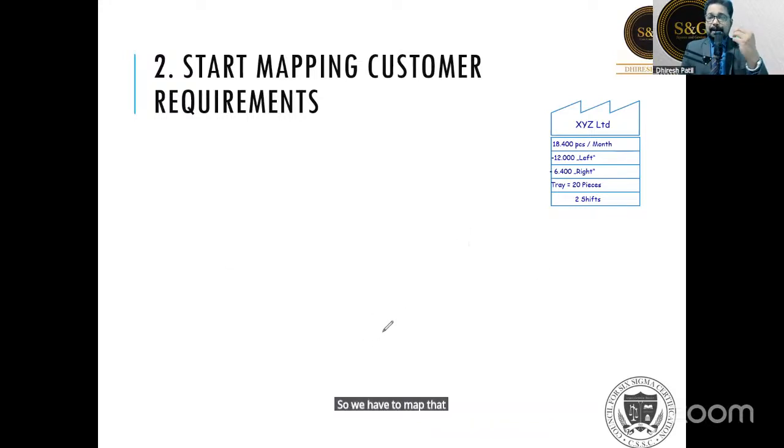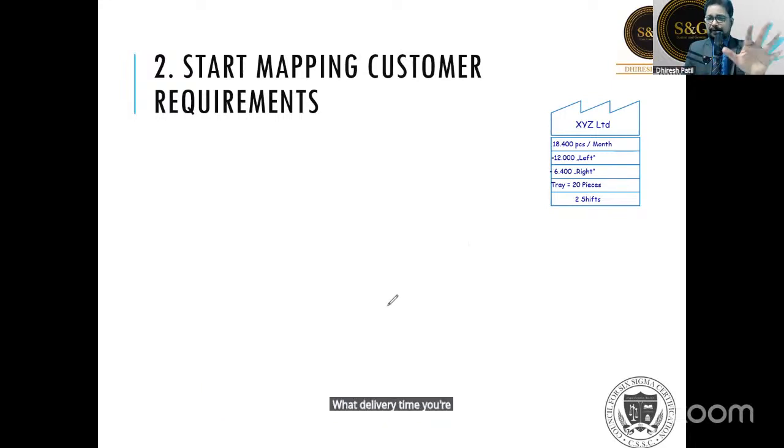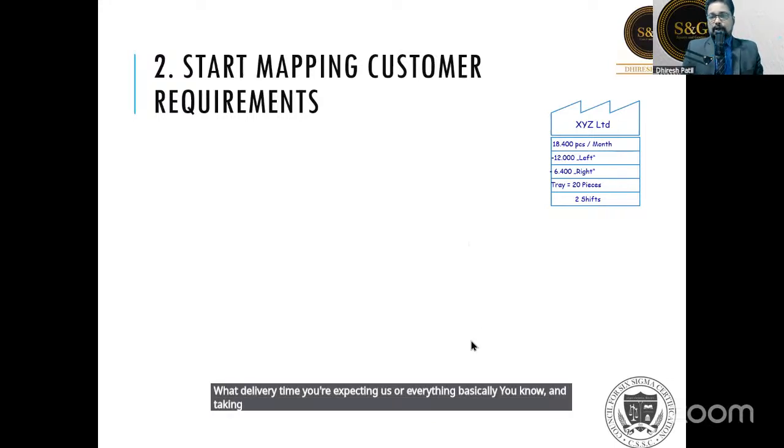In mapping, we take all the details of the orders, like how many pizzas, what types of pizzas, what special toppings are required, what delivery time you're expecting, and we take the address and everything. So we check all the details over here. We capture what is required.